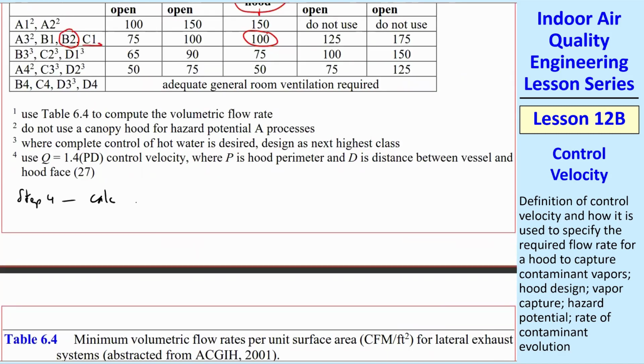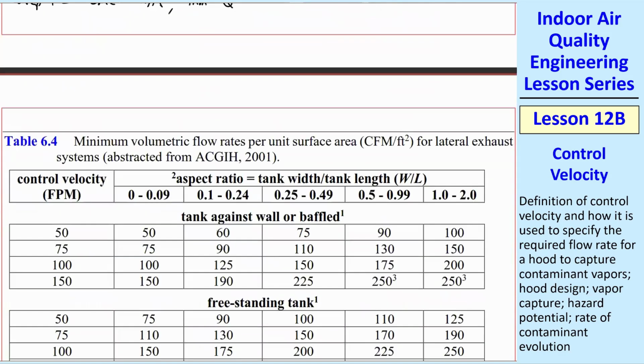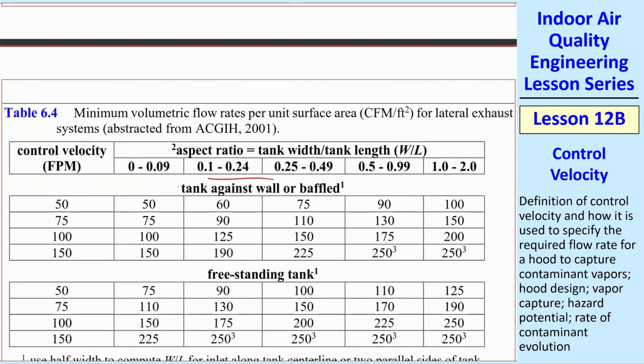Step 4, we calculate this required Q. So we're going to calculate Q over A, then Q. So let's look at table 6.4. Now we worry about which tank it is. Case A was a tank against the wall, lateral exhaust on one side. Case B was freestanding tank, lateral exhaust on both sides. So we're going to consider both of these. We'll do A first. This is case A. So we're using this set of numbers. Our control velocity was 100.